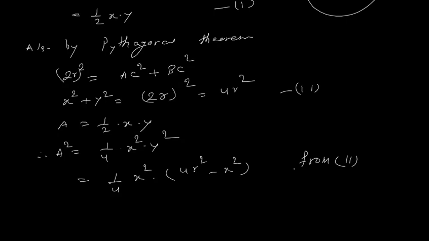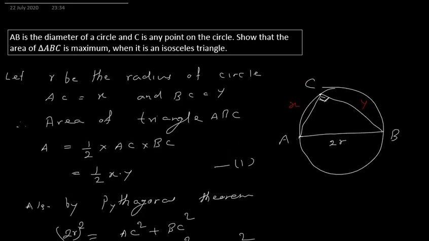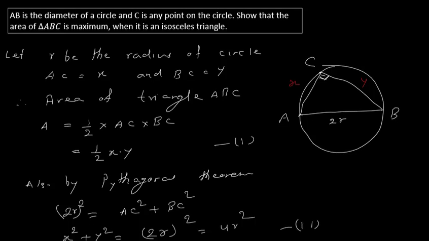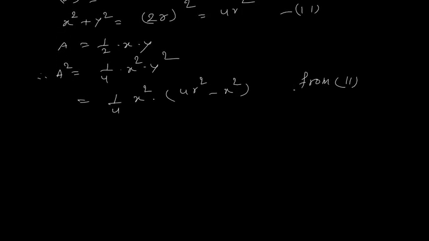Now the problem is, show that area of triangle ABC is maximum when it is an isosceles triangle. So when area is maximum, square of area will also be maximum. So let us take this A square as S. Okay, S is 1 upon 4 x square into 4r square minus x square.